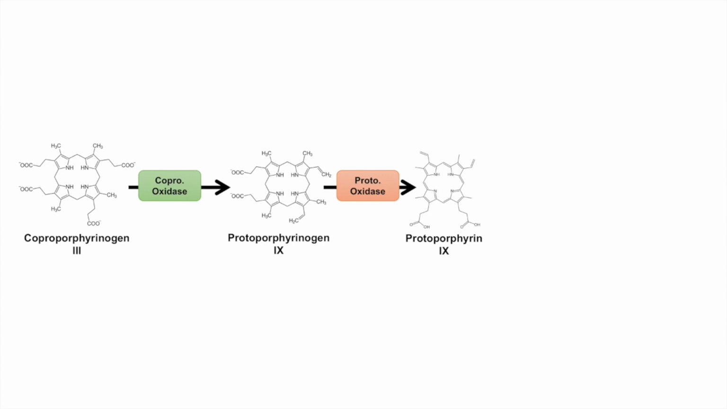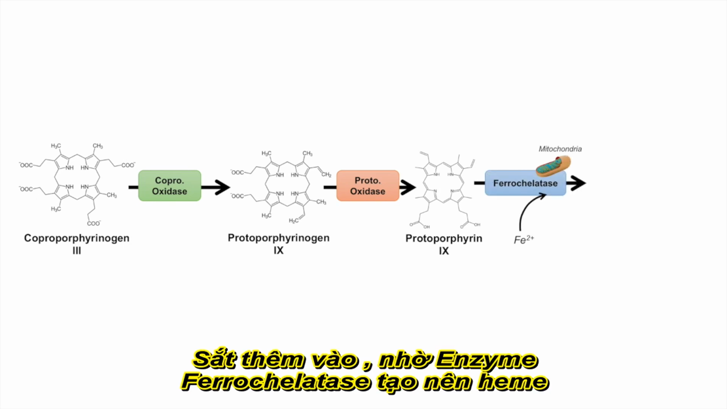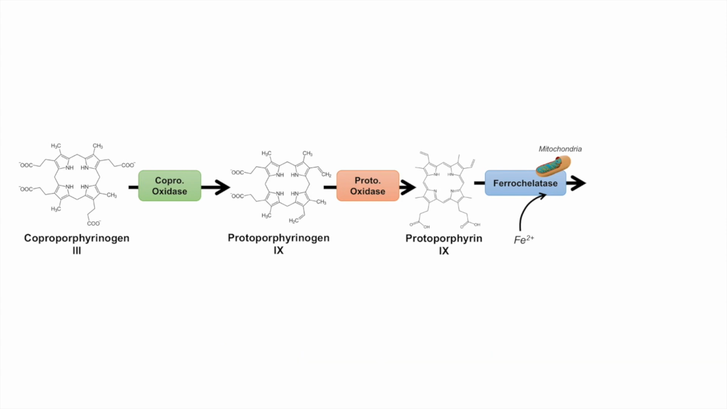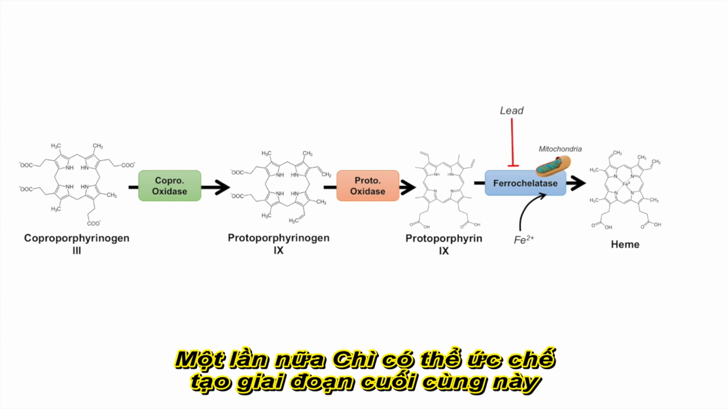So we're pretty much there, but we're missing one thing, and that is the iron. The iron comes in the last step via the enzyme ferrochelatase, and this happens in the mitochondria as well. This is where iron is added to the protoporphyrin 9 molecule, and this is when you have fully fledged heme. Again, because we're using a metal ion in this reaction, it can be inhibited by lead again. So lead can inhibit this reaction as well as the ALA dehydrase reaction.